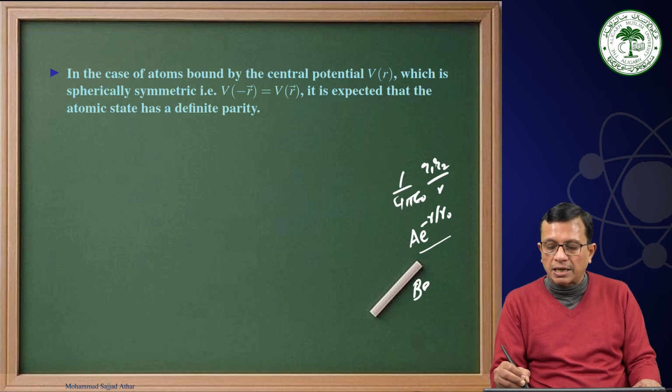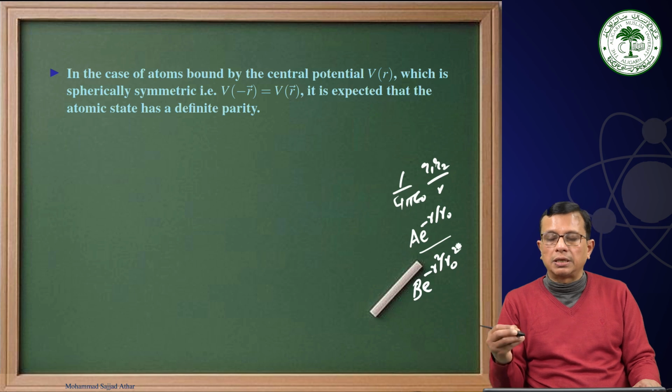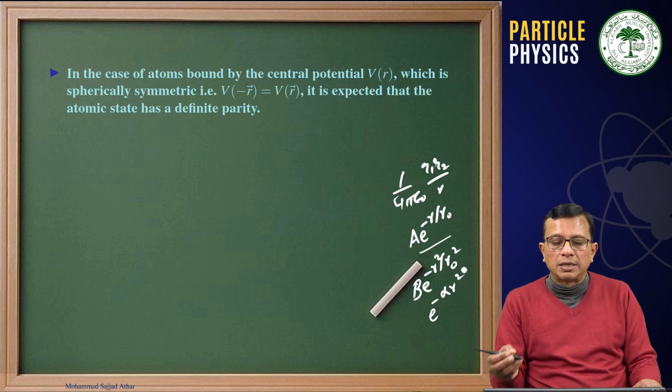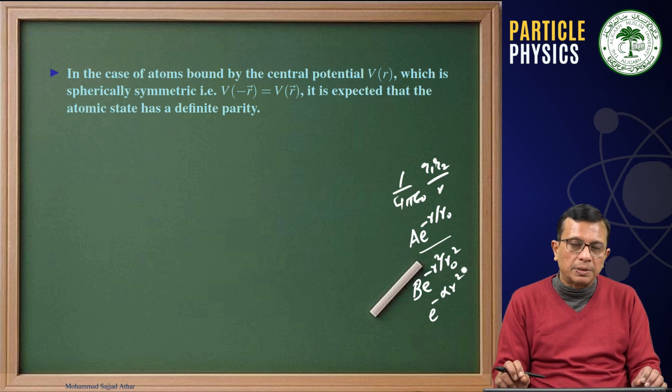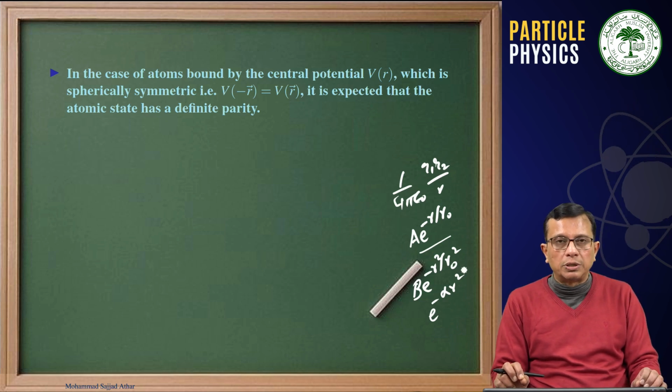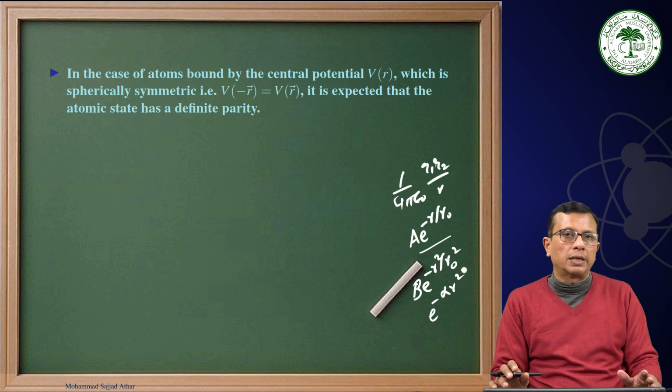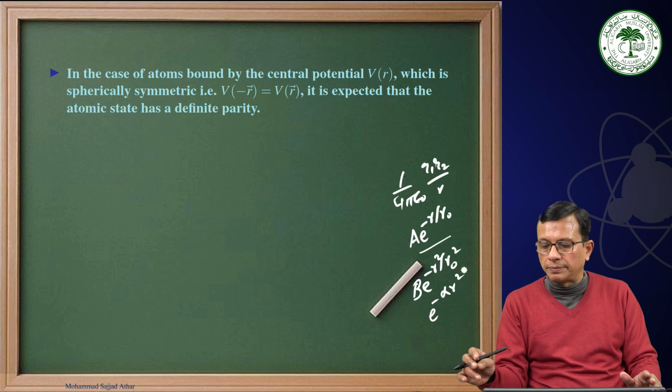Similarly, we can take an example of a Gaussian potential, e to the minus alpha r squared, as you will find in the literature. Similarly, you can talk about the Yukawa potential, the Hulthen potential. These are all central potentials. That means the potential depends upon the absolute distance between the two particles. Therefore, if we are talking about potentials which depend upon the absolute distance between the particles, then in that case, the system that we are talking about, the atomic state, has a definite parity.